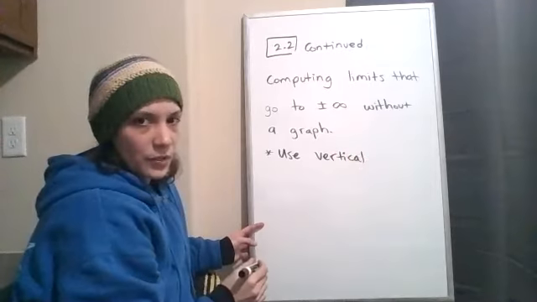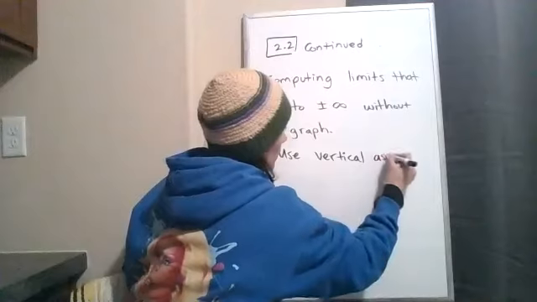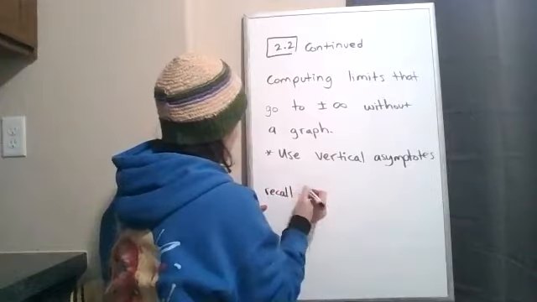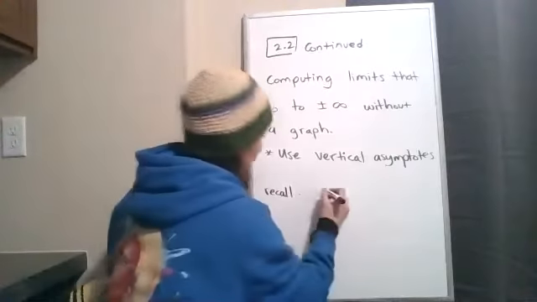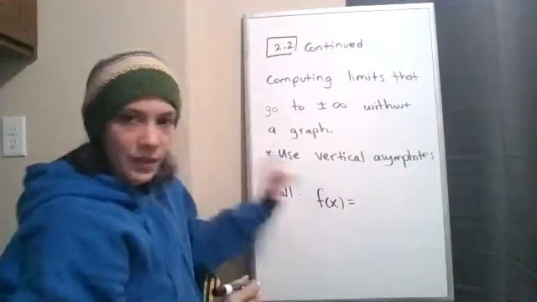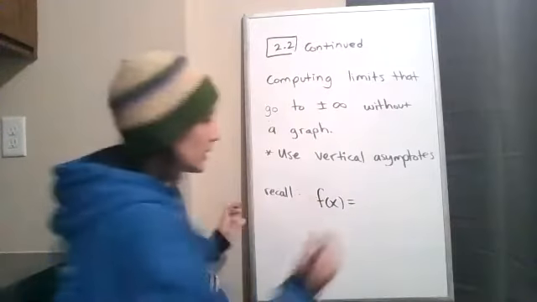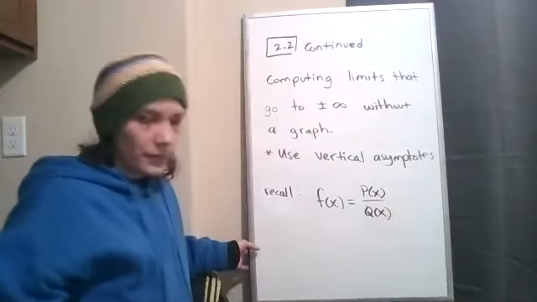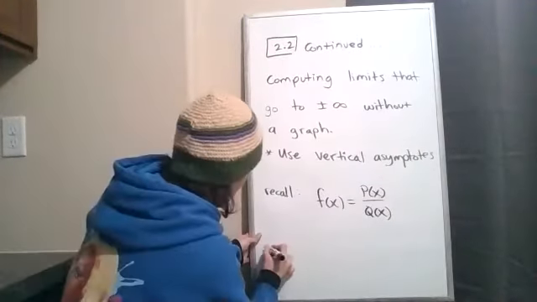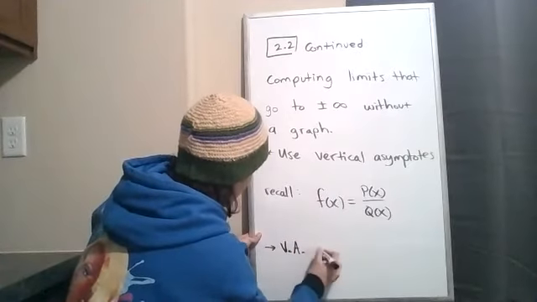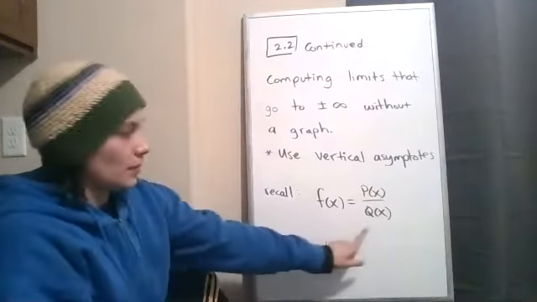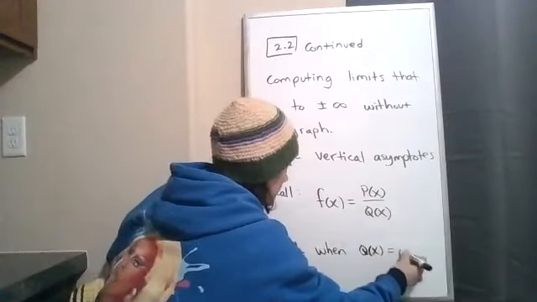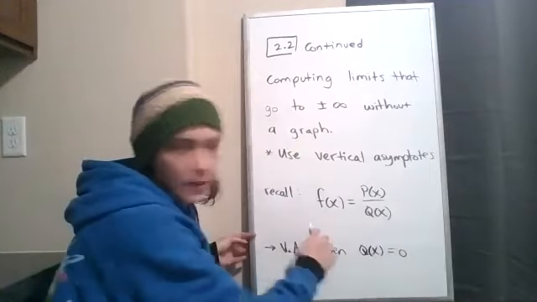So one way is to look for vertical asymptotes. If you have some function f of x equal to a function p of x over another function q of x, there's a vertical asymptote where q of x equals 0, and also p of x not equal to 0.